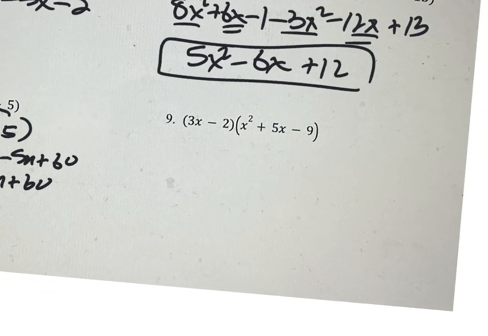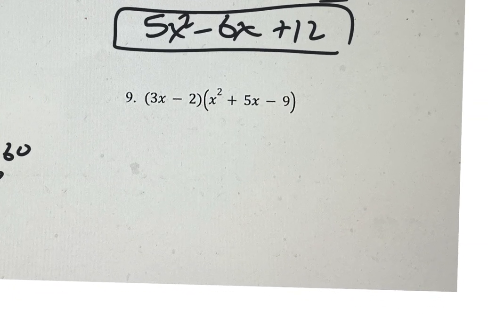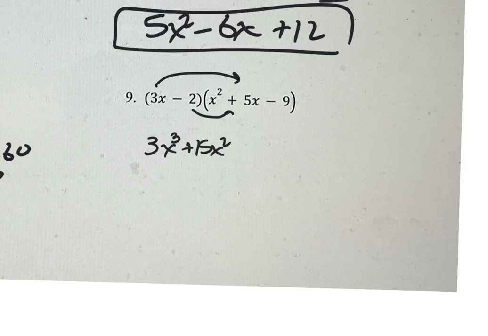Number 9, doesn't look like it, but actually a little bit easier because you don't have to do FOIL any. You just got to do what we did on the last one. I'm going to take the 3x all the way through, and then the negative 2 all the way through, and see what I can add together at the end of all that. So if I take the 3x through, I got 3x to the third, just adding exponents, 15x squared, 27x. Take the negative 2 through, getting negative 2x squared minus 10x plus 18.